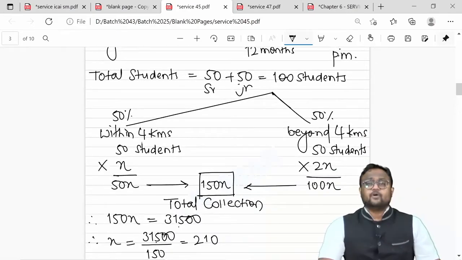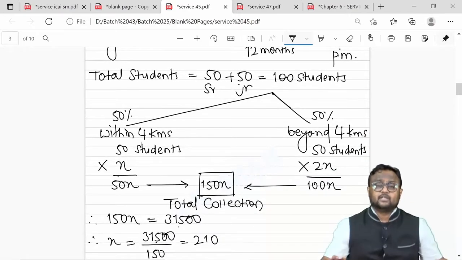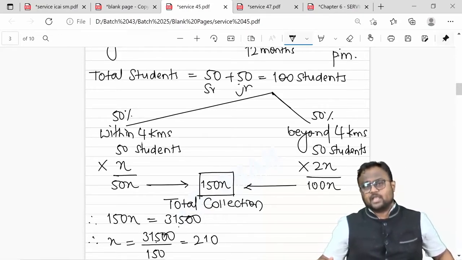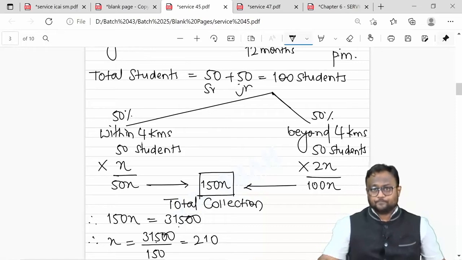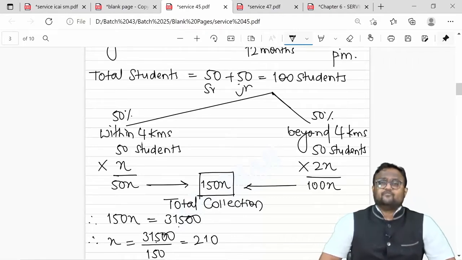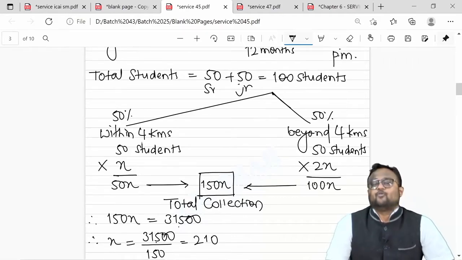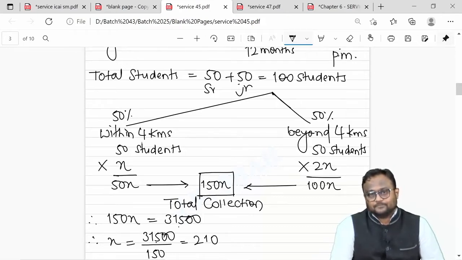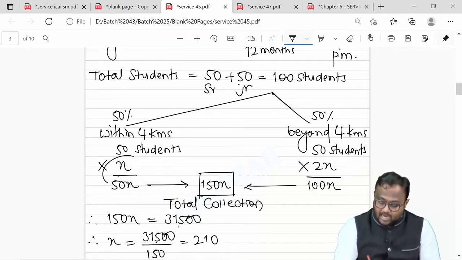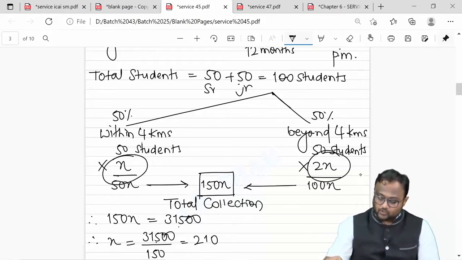So 100 students will contribute towards the cost of one bus. Question says out of 100 students, 50% stay within 4 kilometer and balance 50% naturally stay beyond 4 kilometers. So out of 100 total students, 50 students are staying within 4 kilometers, balance 50 students are staying beyond 4 kilometers. Now those who stay within 4 kilometers are paying half as compared to the other category. So I assumed it to be X. So naturally this was 2X.